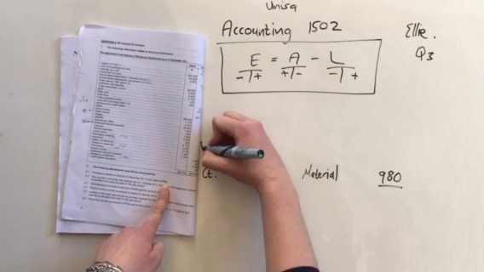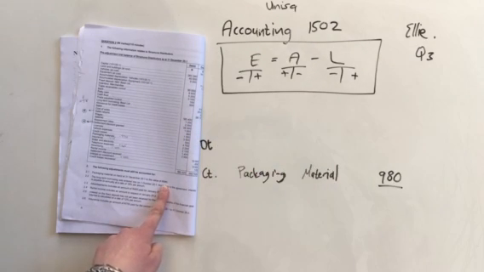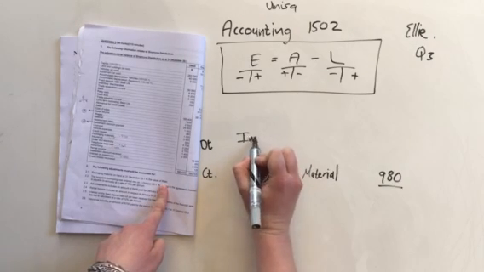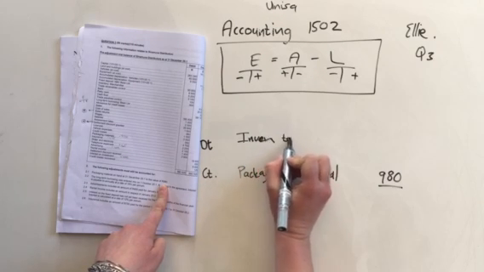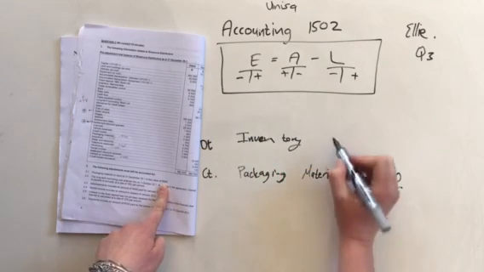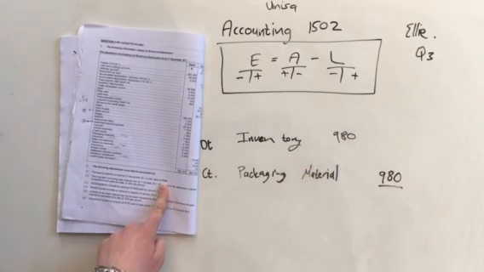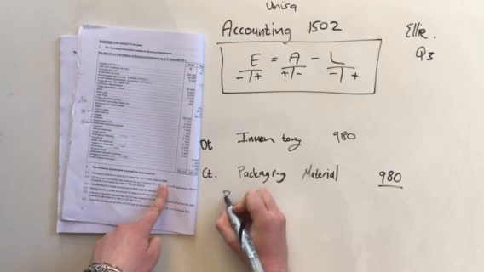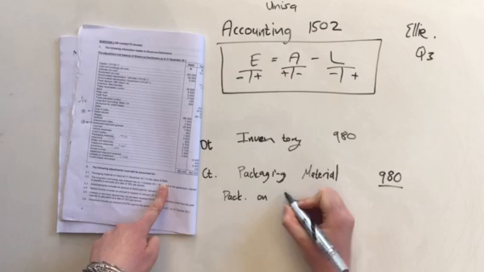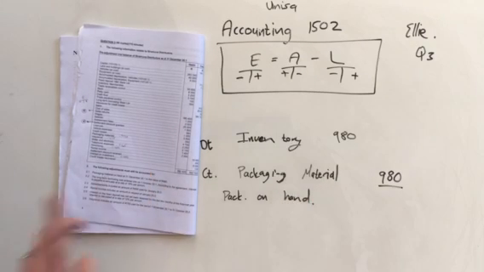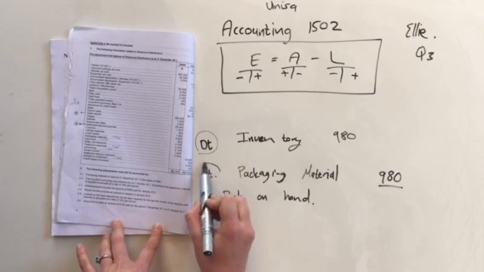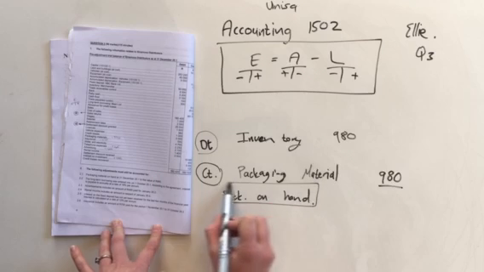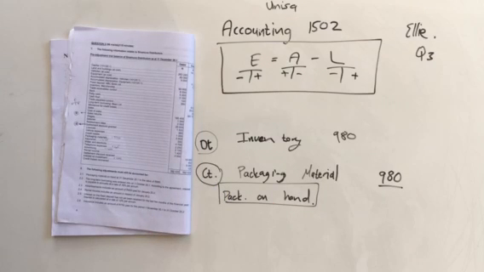Credit. The debit account that we're going to use is inventory. Inventory. Okay, inventory. 980. Okay, and then here at the bottom we just write packaging on hand. Okay, so let's have a look at what I did here. At the top I wrote the one that I was going to debit. At the bottom I wrote the one I was going to credit, and here is just a little bit of detail explanation.